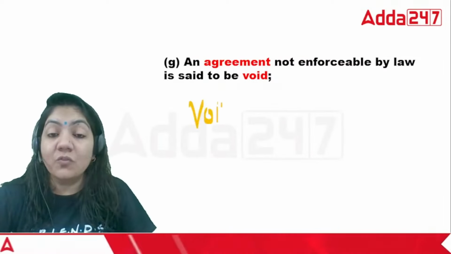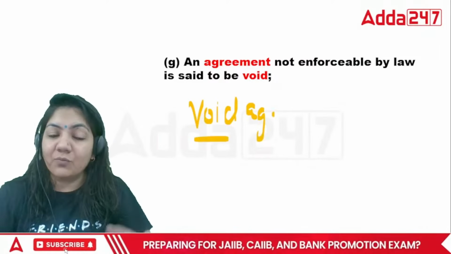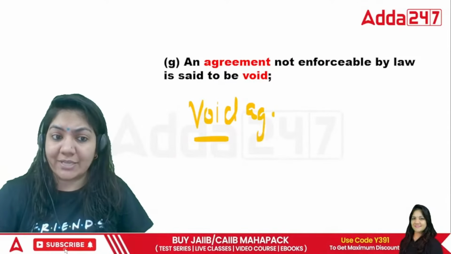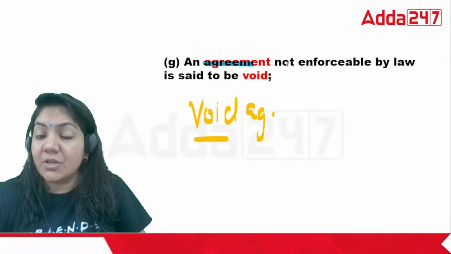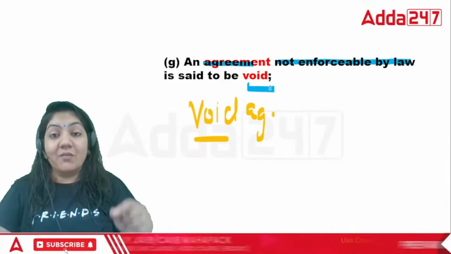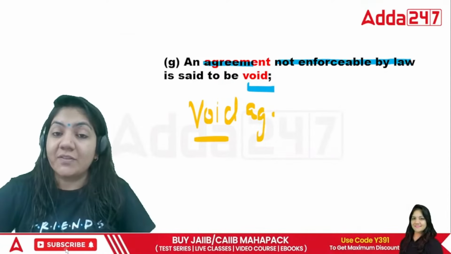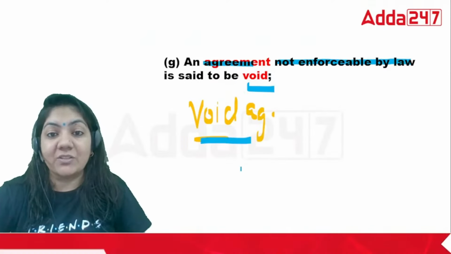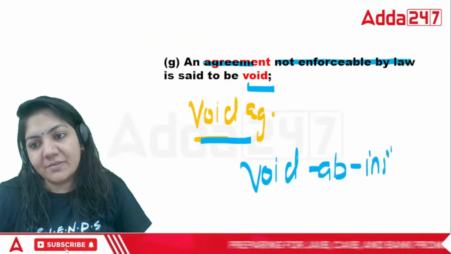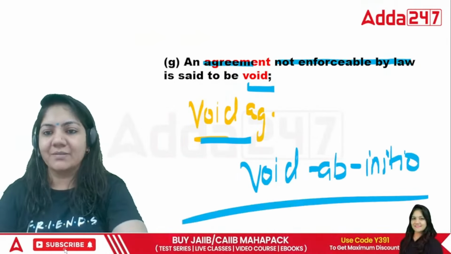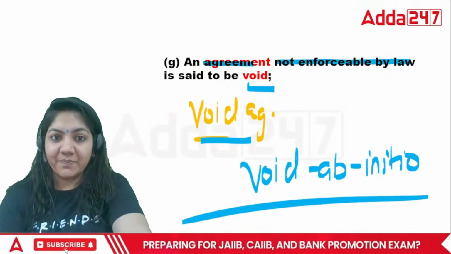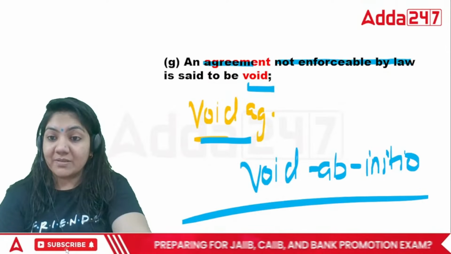Okay. What is this? This is the void agreement. But see what is written in the definition, and there is no need to learn the section. An agreement not enforceable by law is called void. So this is the definition of void agreement. As we know, a void agreement is void ab initio. That's it. This is called void agreement.